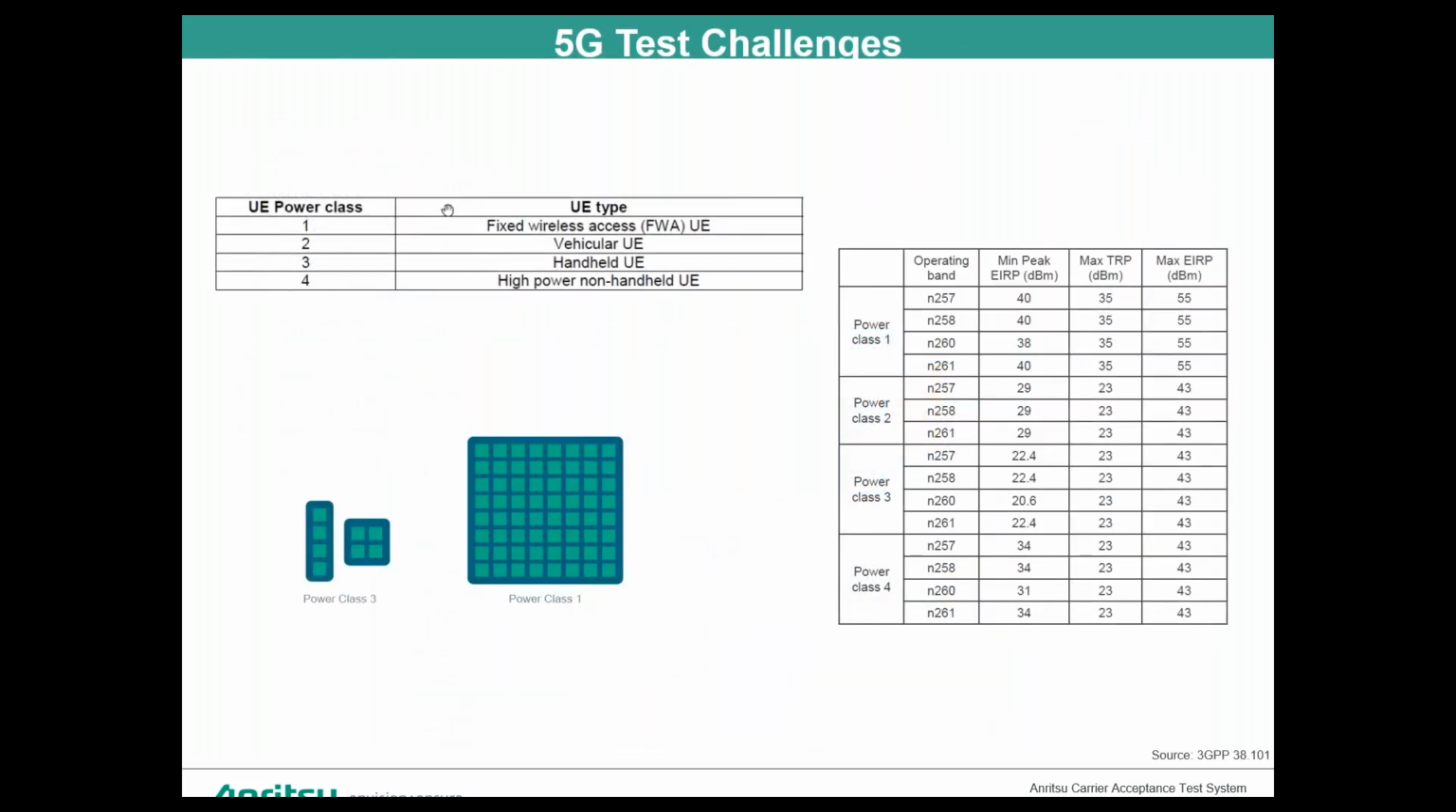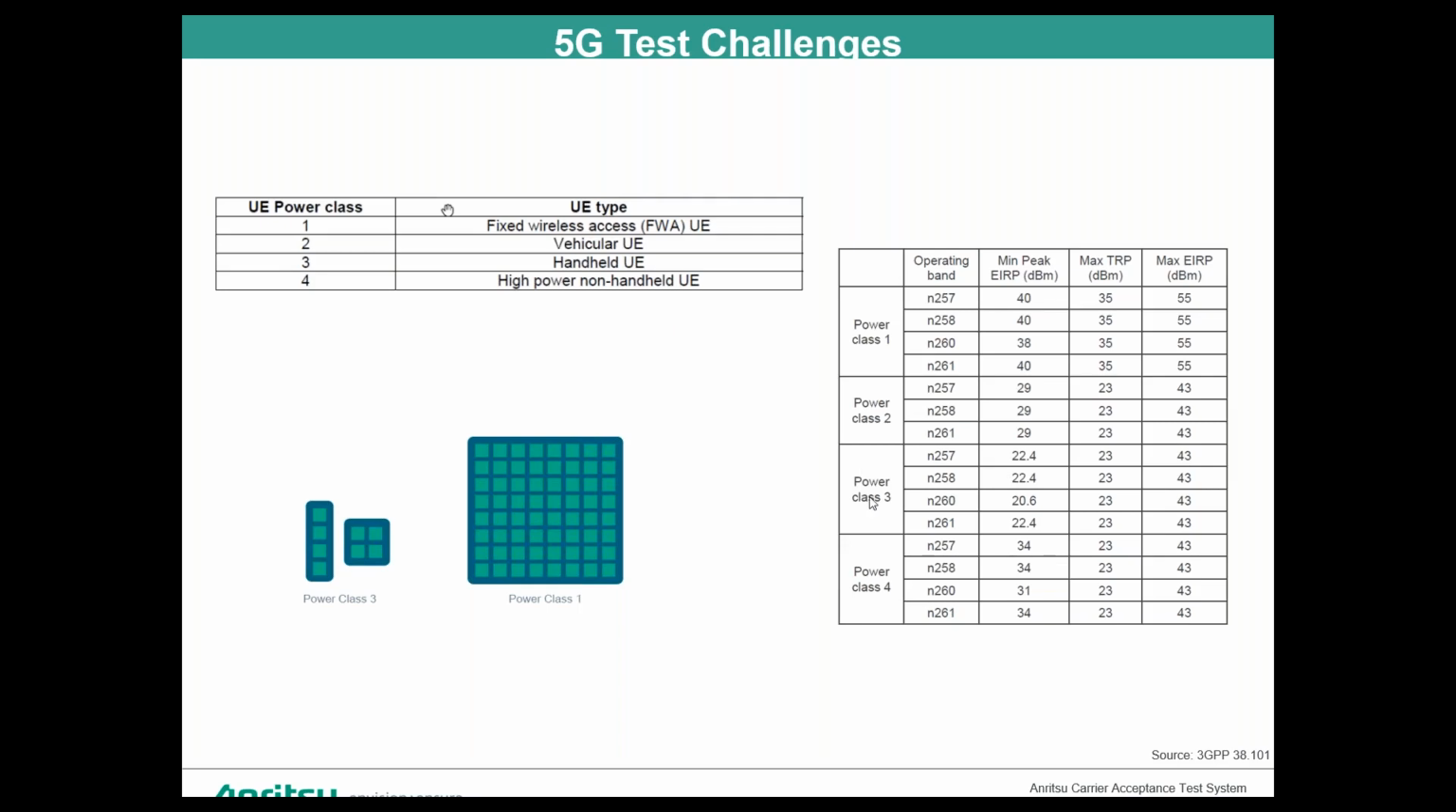Other challenges that we see in 5G are new power classes, right? Traditionally we have been testing power class 3, which goes all the way up to 43 dBm as the maximum EIRP. But as we go into different power classes, like power class 1, which is mainly on CPEs, those have a much higher power requirement. As you can see, power class 1 across the different FR2 bands can go all the way to 55 dBm. That is roughly 16 times more power than a handset, which is power class 3.